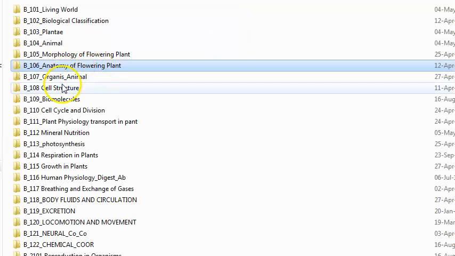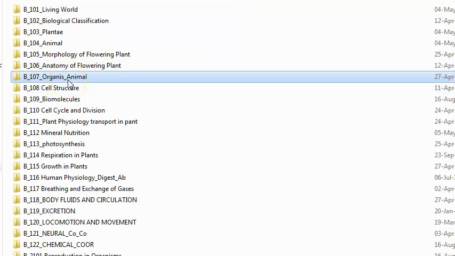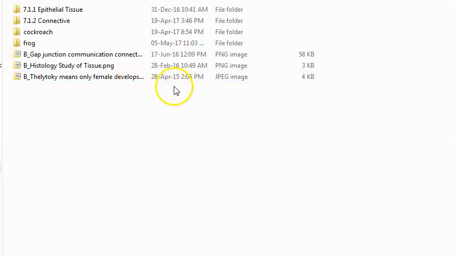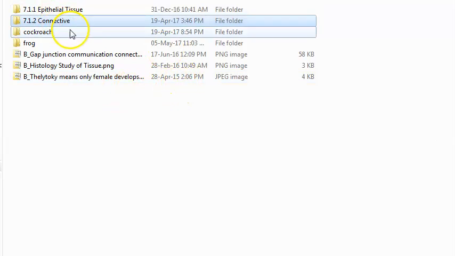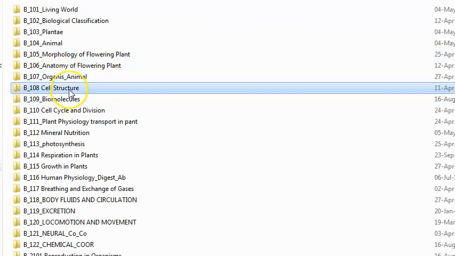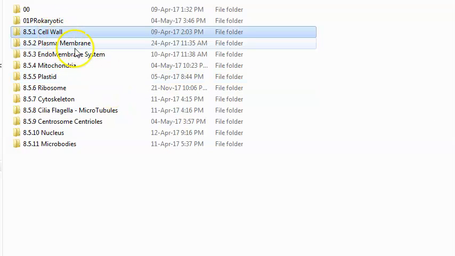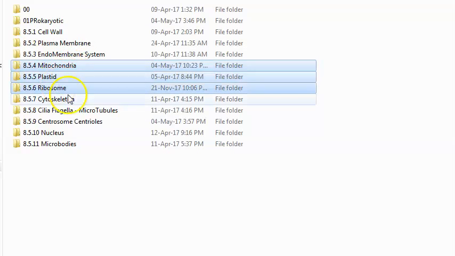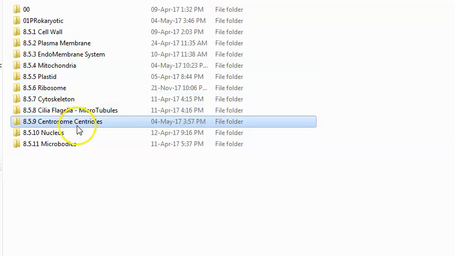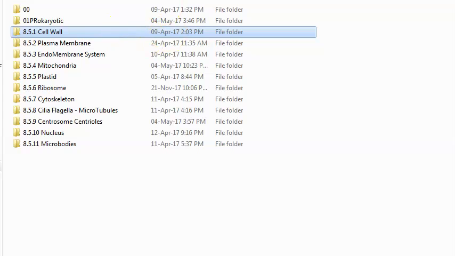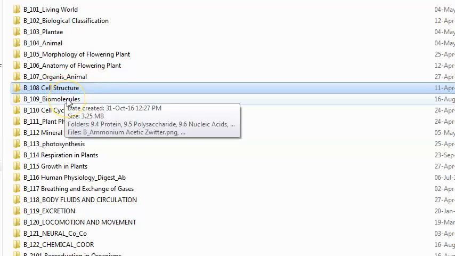Okay. Then, what is this? Organ animal. Okay, you have to read about cockroach. Then cell structure. So cell structure: the cell wall, plasma membrane, all the organelles like mitochondria, ribosome. Do you know that we don't have cell wall? Human beings, we don't have cell wall. Okay, bacteria have cell wall. Fungi have cell wall. Plants have cell wall.